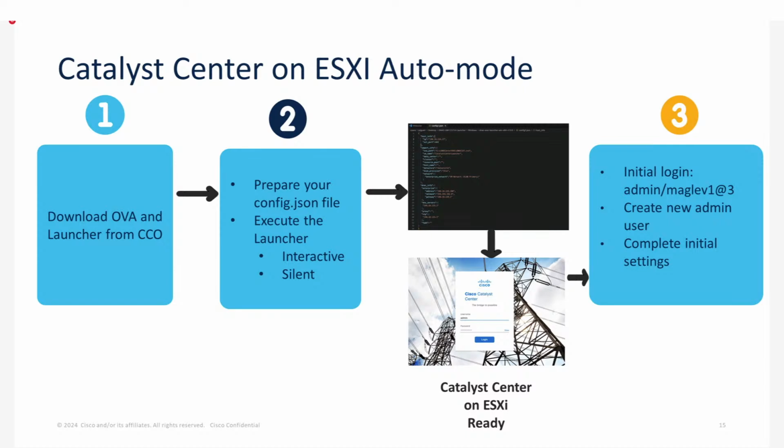So after that, you'll get into your Catalyst Center UI. For the first time login, the credentials are username admin, and the password is maglev1@3. And then you will be able to create a new admin user and complete the initial settings for your Catalyst Center.